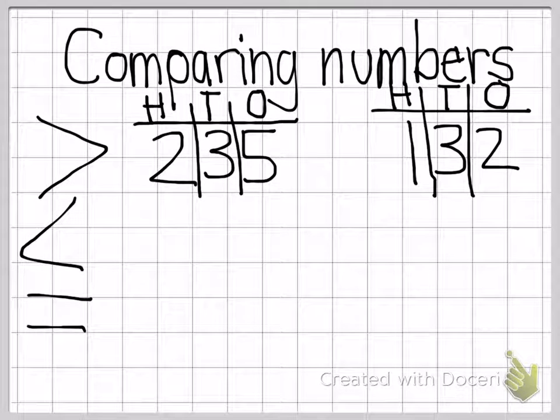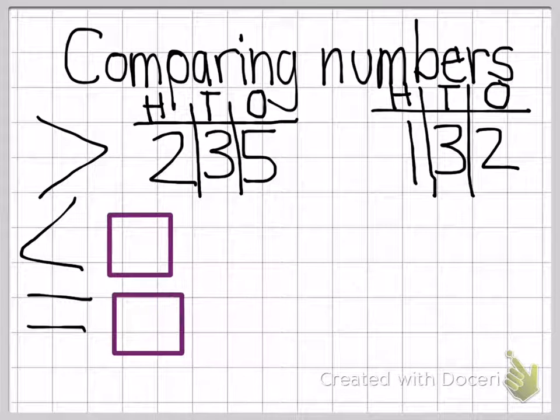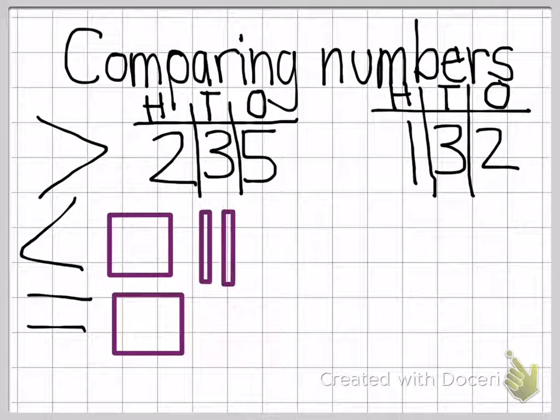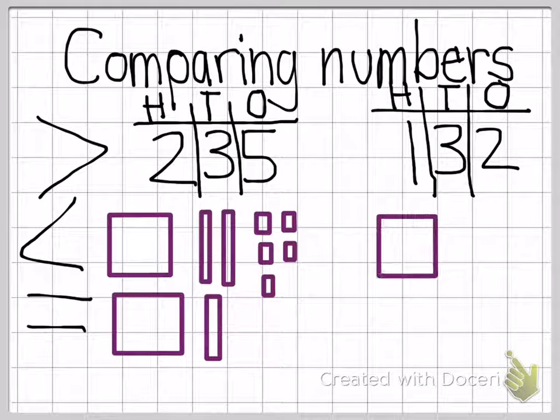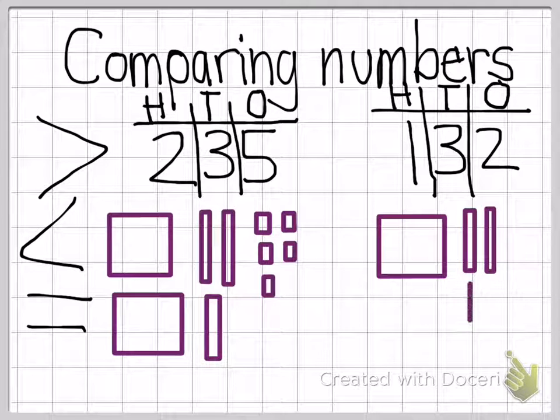For the number 235, we need to show two hundreds, three tens, and 5 ones. Now for the number 132, we need to show 100, 3 tens, and 2 ones.